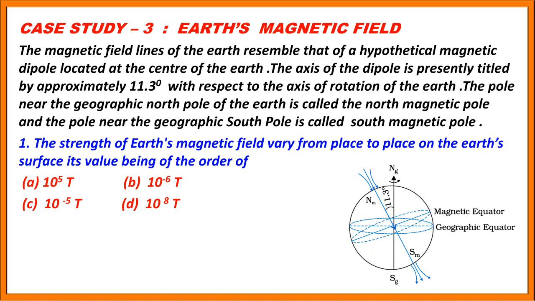Now in question number 1: the strength of Earth's magnetic field varies from place to place on Earth's surface, its value being of the order of. The correct answer is C, 10 to the power minus 5 Tesla.